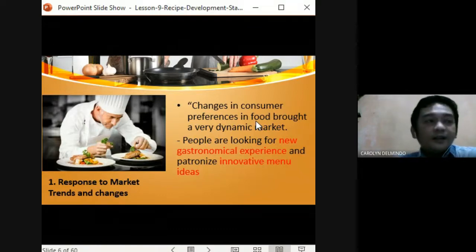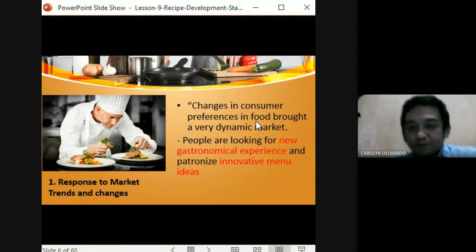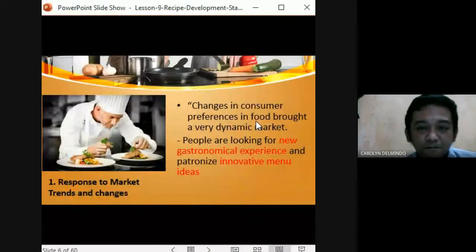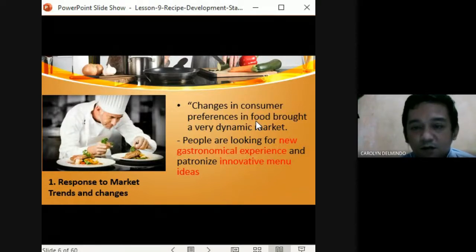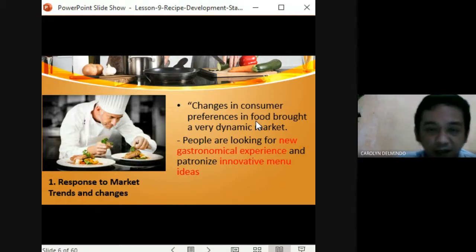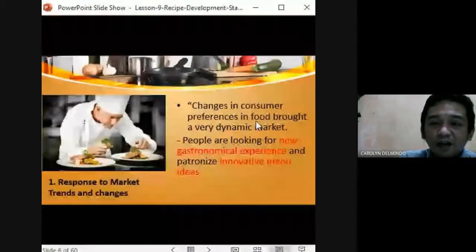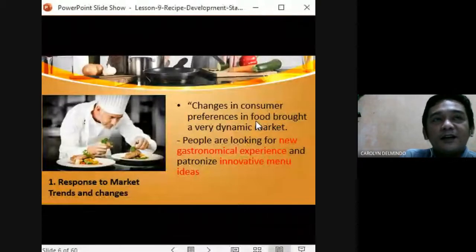Okay, let's try the example of adobo. Okay, who knows how to cook adobo here? Okay, anyone? Naririnig pa rin po ba? Anyone? Yes po. Yes, Manlangit. Marunong ka magluto ng adobo? Yes po, sir. Okay, what adobo can you cook?